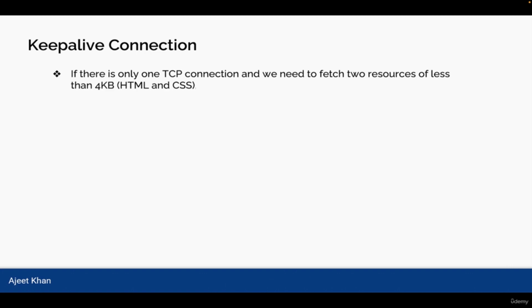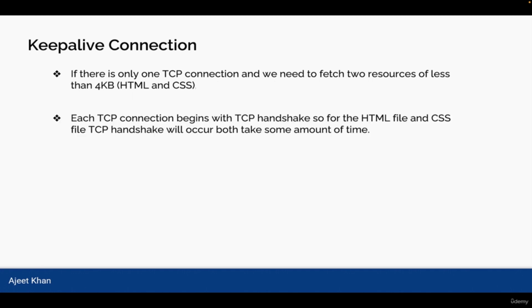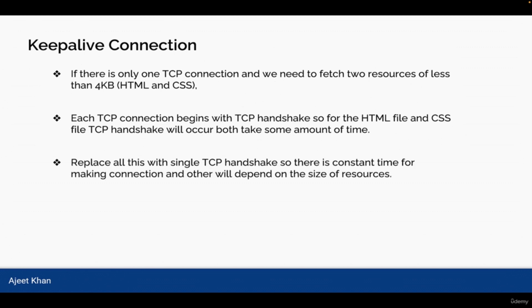So if there is only one TCP connection and we need to fetch two resources of less than 4 KB, each TCP connection begins with a TCP handshake. So for the HTML file and CSS file, a TCP handshake will occur and both will take the same amount of time. Replace all this with a single TCP handshake, so there is constant time for making the connection, and the rest will depend on the size of the resource. The benefit of this is reduction in time, and the same connection can fetch us multiple files, and it will reduce the overhead of doing the TCP handshake again and again.